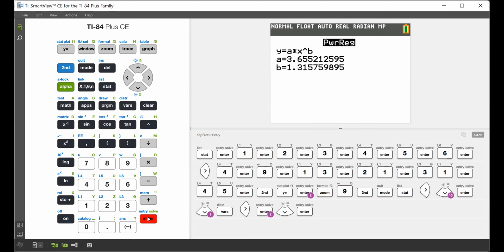So the coefficient out in front of that X is 3.655. And the exponent, the power, is B, 1.316. So the power model is 3.655 times X to the 1.316. So I'm going to write that down.